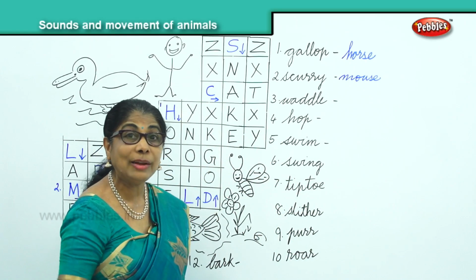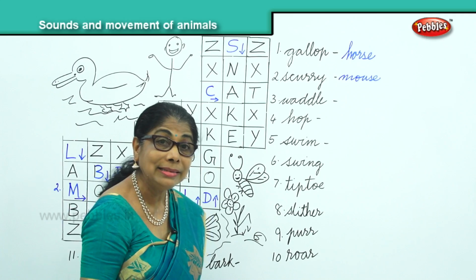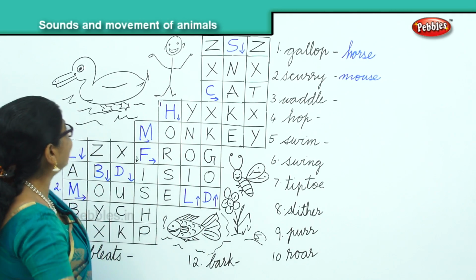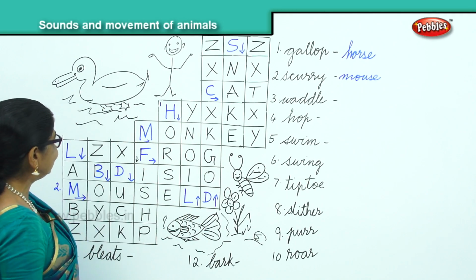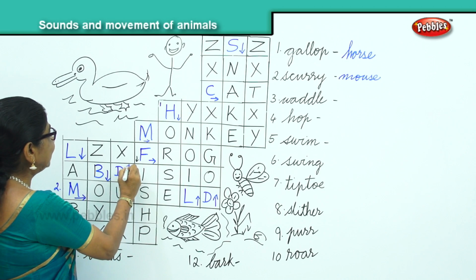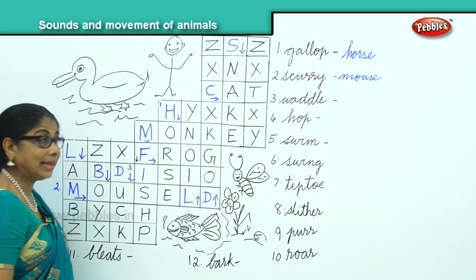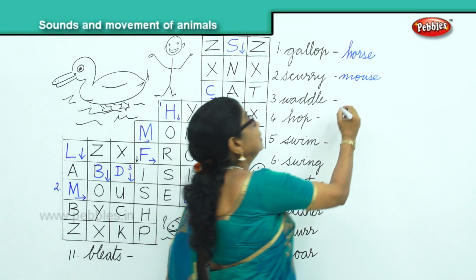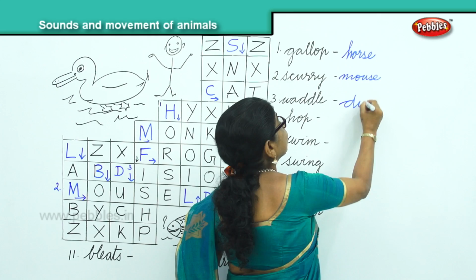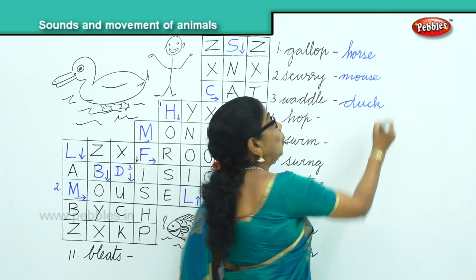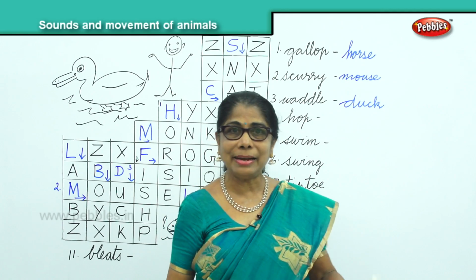Next you have someone that waddles. Who waddles in the pond? Yeah, you have the duck here. Where is the duck? Number 3, you have D-U-C-K, duck. Who waddles in the pond? A duck. A duck waddles away in the pond.